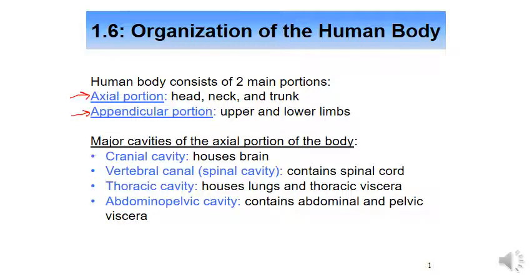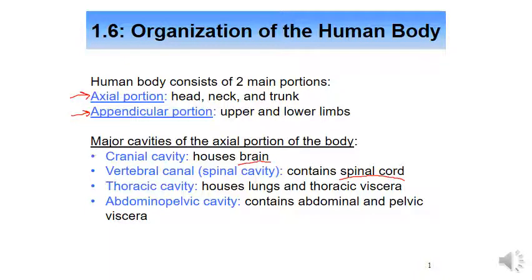Okay, so then they also divided the axial portion into different smaller parts. So we're going to see that the cranial cavity means the brain. Vertebral canal or the vertebral cavity or the spinal cavity, that's for the spinal cord. So you can use either one, vertebral or spinal, on the test. Thoracic cavity is your chest. So here you have your lungs, your heart, and the other parts in your chest region. And the abdominopelvic region is your gut.